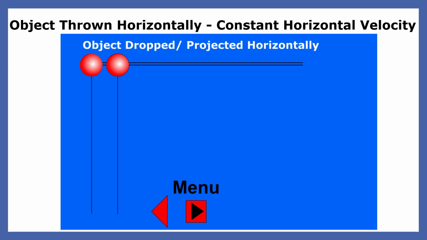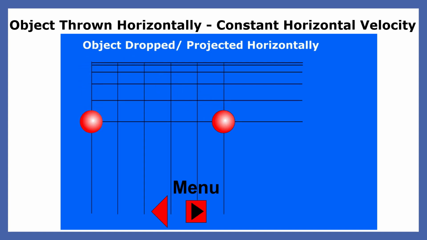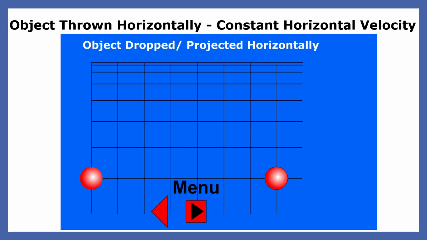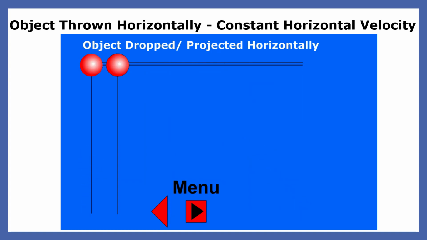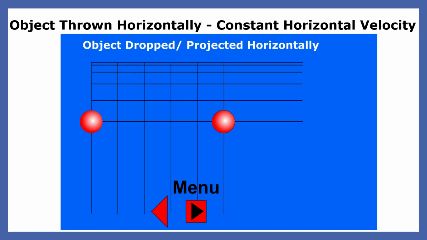Why is this? This is because the force of gravity is a vertical force, so it only changes vertical motion. Newton's second law tells us that if the net force in the horizontal direction is zero, then we should expect the horizontal velocity not to change.